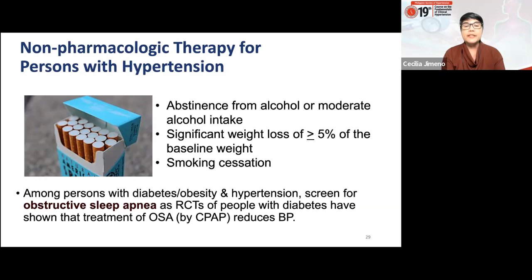Among persons with diabetes or obesity and hypertension, we also encourage screening for obstructive sleep apnea, excessive daytime sleepiness, loud snoring, and witnessed apneas. As OSA has been found in RCTs, if you treat it using CPAP, then it can potentially reduce the blood pressure.